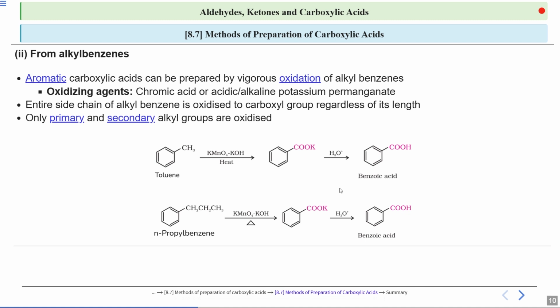Similarly, you have n-propyl benzene. When you treat n-propyl benzene with KMnO4, you will get this compound. This n-propyl benzene contains 3 carbon atoms, but you see that the entire propyl chain is oxidized to benzoic acid. That is, this entire chain is oxidized to COOH. So the entire chain is oxidized to a carboxyl group regardless of its length.